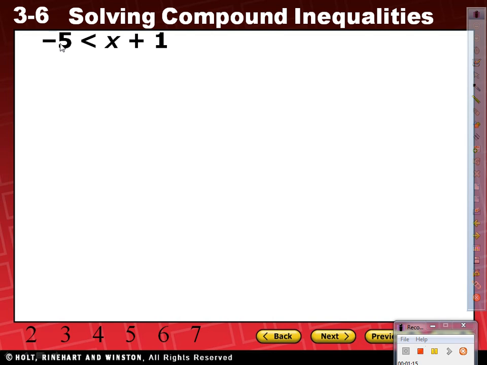And we have -5 is less than x plus 1. We know how to solve these simple inequalities by leaving the x by itself, which the inverse of adding 1 is subtracting 1 to each side. So therefore, this is 0, and we're left with -6 is less than x. Are we there so far?